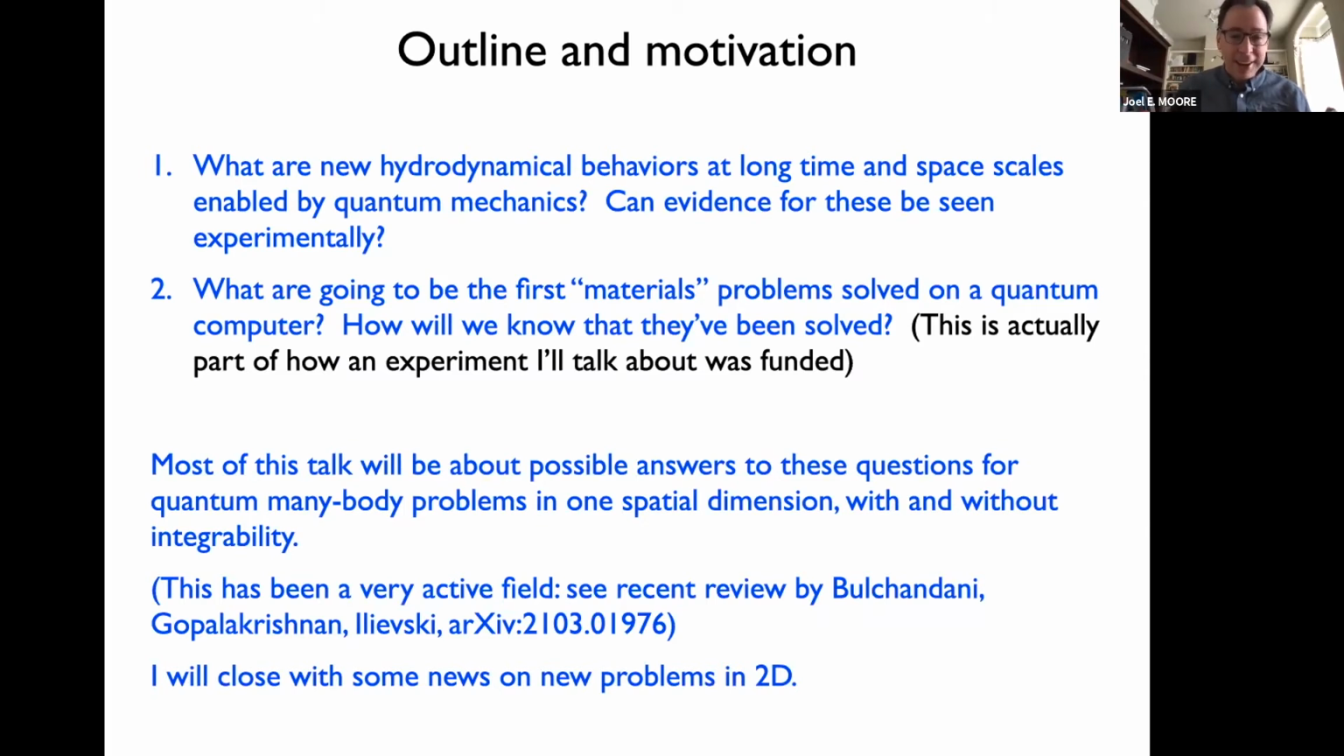If you've been paying attention, there's a lot of evidence for, say, electrons, charge degrees of freedom. I'm going to talk about spin degrees of freedom. But then a different way to motivate the kind of thing we're doing, and in particular, neutron scattering on crystals, is to ask, what are the first materials problems we're going to solve on a quantum computer, and how will we know that they've been solved correctly?